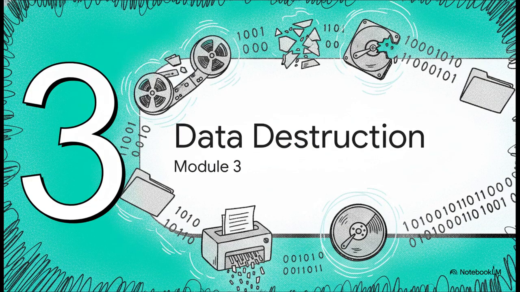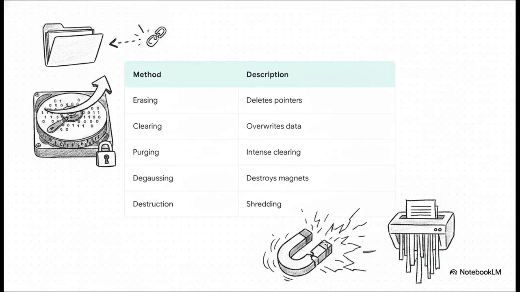Module 3. Data remnants and destruction. Well, eventually all assets reach the end of the line, and this introduces the serious danger of data remnants. That's the residual magnetic flux, or slack space, left behind even after you think a file has been permanently deleted. For the exam, you need to clearly separate these destruction methods because the security levels vary wildly. Erasing, that just removes the file directory pointers. The actual data is still sitting right there on the disk, completely recoverable.